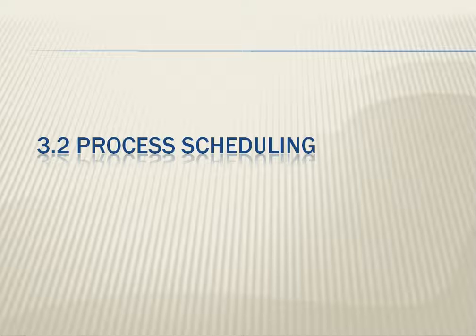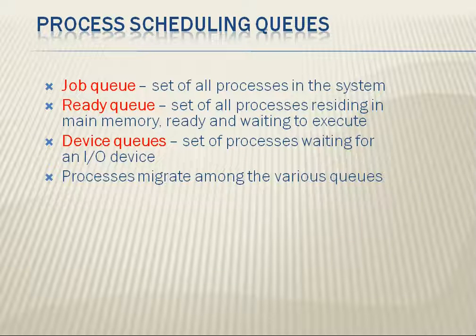Let us see what process scheduling is. Process scheduling queues are there. The job queue is used to hold all processes in the system. That means the job queue will hold the set of all of the processes that are in the system. The ready queue will hold the set of all of the processes that are residing in memory and are ready, waiting for the processor to execute. There is another type of queue called the device queue, and it holds the set of processes waiting for an IO device.